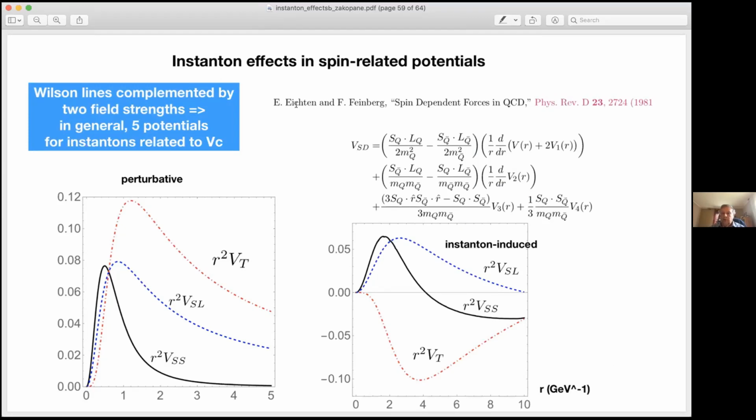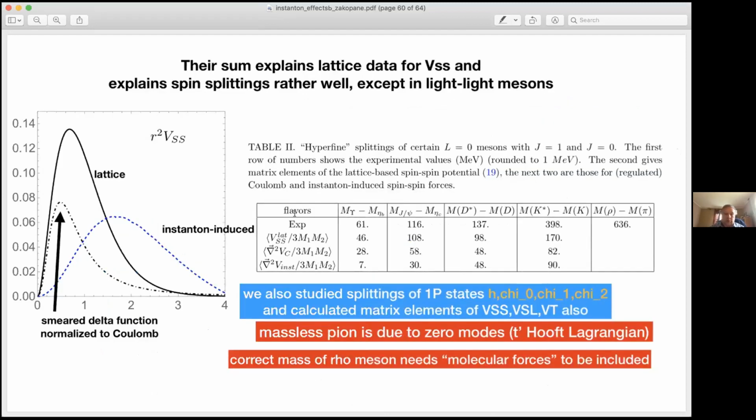The formulas, in principle, defining the potentials in terms of some non-local correlators of gauge fields were worked out by Eichten and Feinberg very long ago. Now, if we use instantons, which are self-dual, this formula simplifies very much and we get this result. So what is shown here is a spin-spin potential times r squared. Why r squared? Because you multiply it by the wave function squared, integrate over volume, and you get the matrix element.